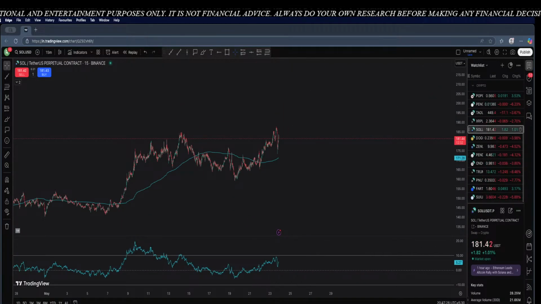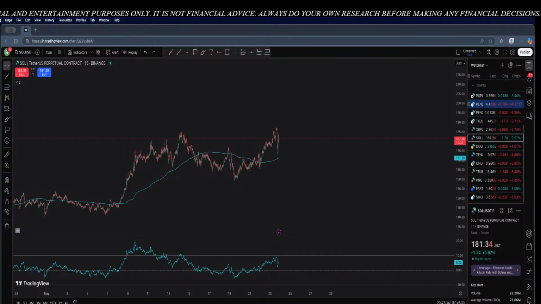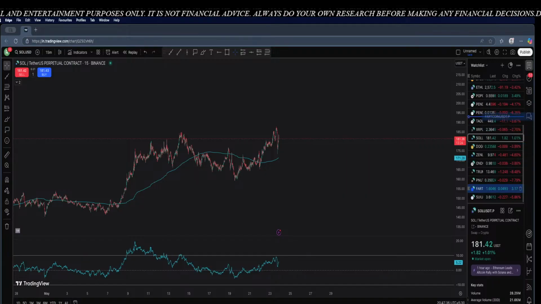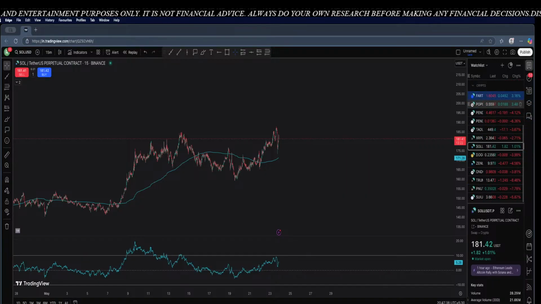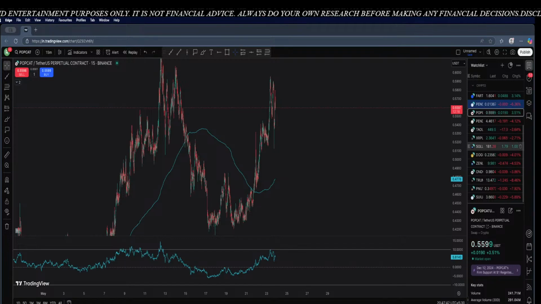I'm going to break down Solana and XRP and Tau and Pengu, right? That was it. Yes. These are all my top movers for this bull market.